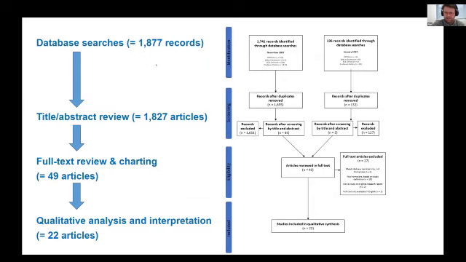So we were looking for studies or reports of primary or secondary research on the food and drink needs of older adults using home care, and we found 1,877 possible winnings. These were shared between the research team and whittled down by a review of title and abstract to 49 studies, which we reviewed in full text. Of these, only 22 made it through to the qualitative synthesis stage.